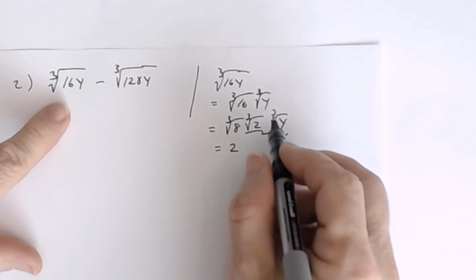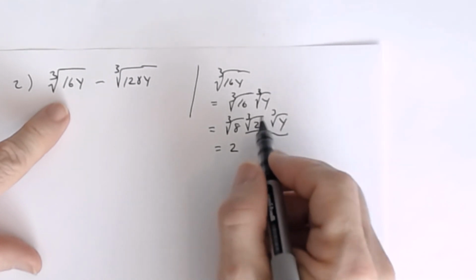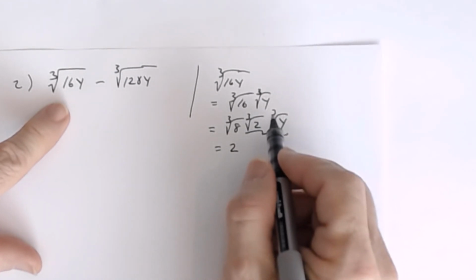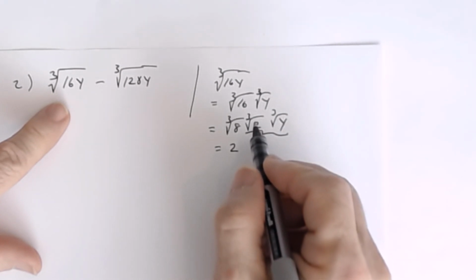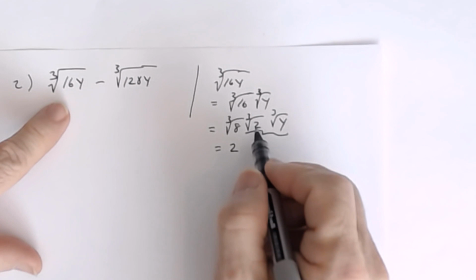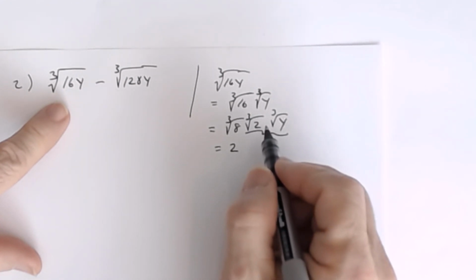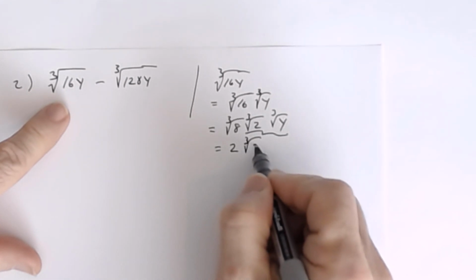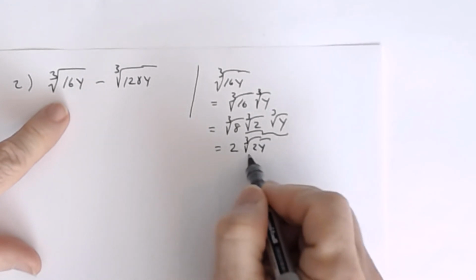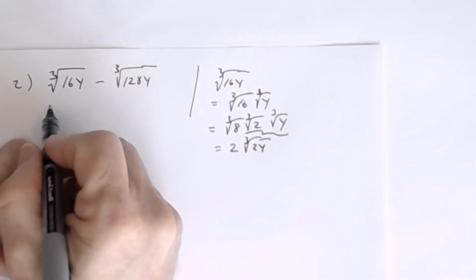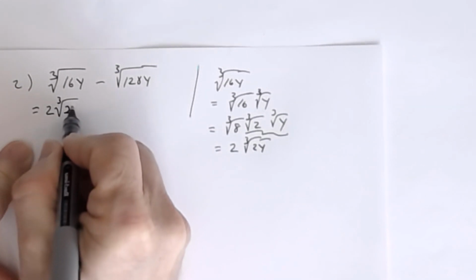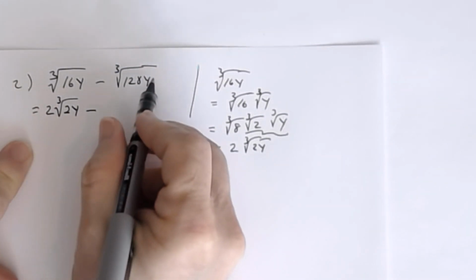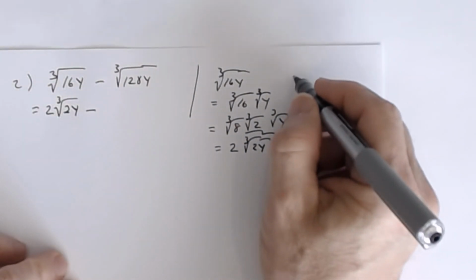But I know there's a product property that says if the indices are the same, I can write this as one radical. I can do that by just multiplying the radicands together, so it'll be the cube root of 2y. That part goes here. So that's 2 cube root of 2y, minus, and then I do the same thing here. So let's go ahead and do that one.